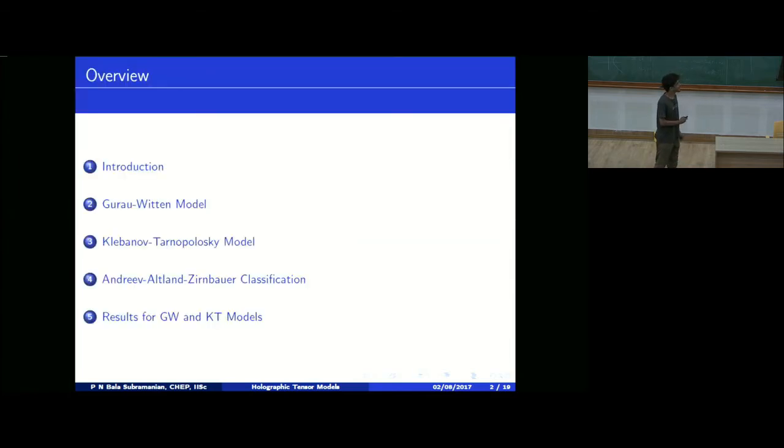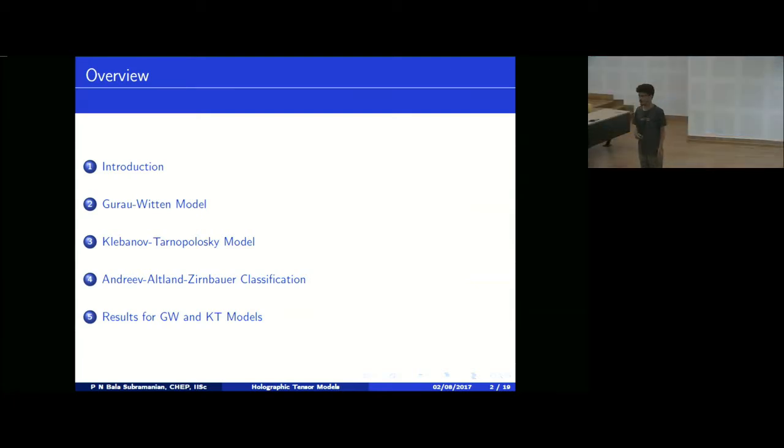I'll start with an introduction on SYK, and then move on to Gurau-Witten models, which is one of the first tensor models to come on this topic, followed by the Klebanov-Tarnopolsky model, which is slightly different from the Gurau-Witten model, as we'll see. I'll also talk about the random matrix classification that was introduced by Altland-Zirnbauer, and discuss some results on the numerical case for the Gurau-Witten and Klebanov-Tarnopolsky models.